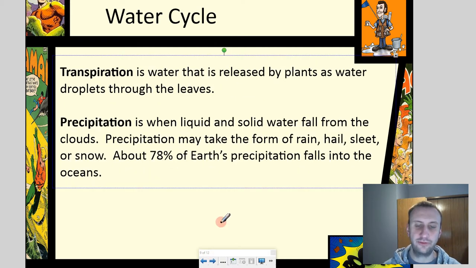Then moving forward, transpiration again, just that special case of evaporation. It's when water is released or evaporates from plants through the leaves of the plants. Precipitation is when liquid and solid water fall from the clouds. Precipitation may take the form of rain, hail, sleet, or snow. About 78% of Earth's precipitation falls into the oceans, meaning that right away it's mixing with that salt water and makes it unusable for us to drink.